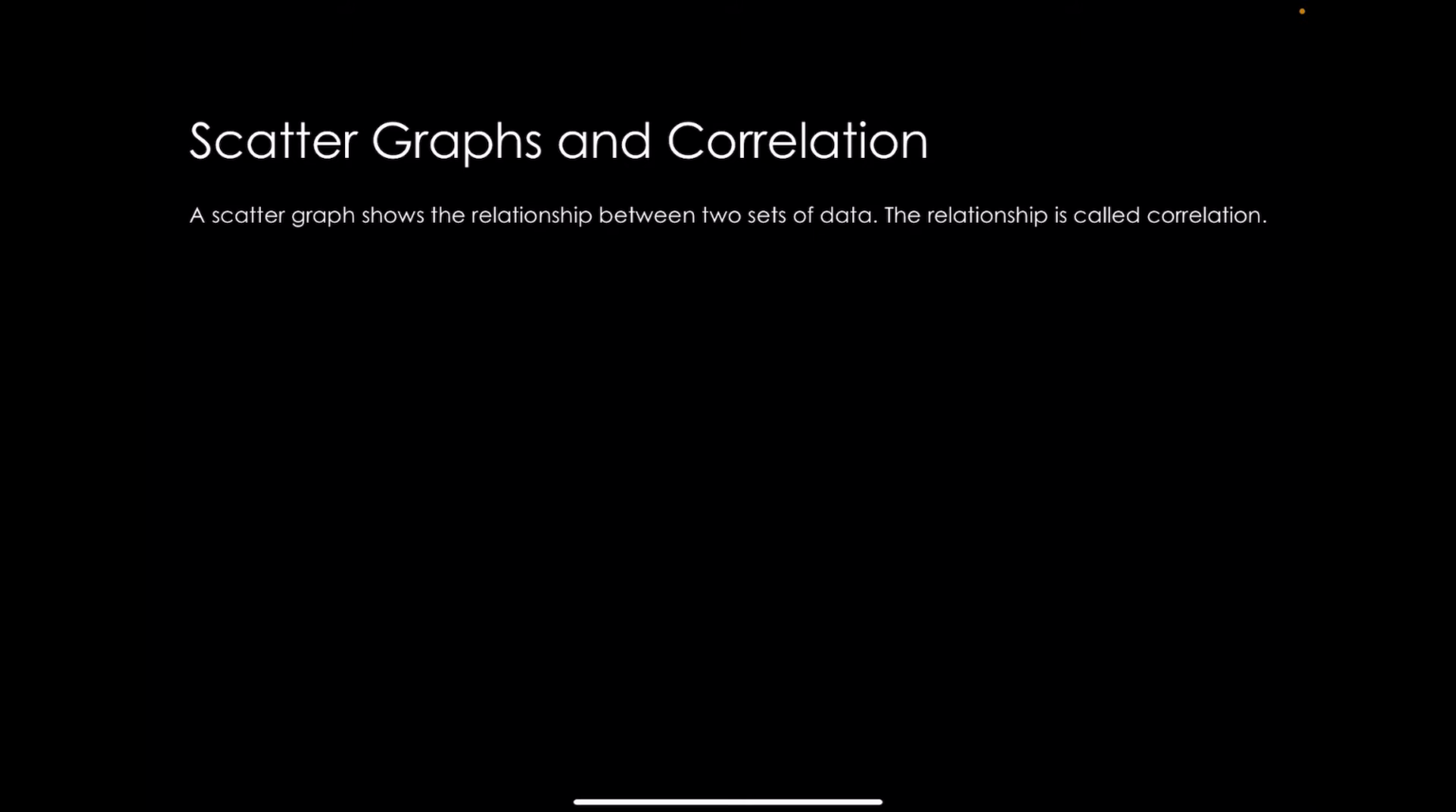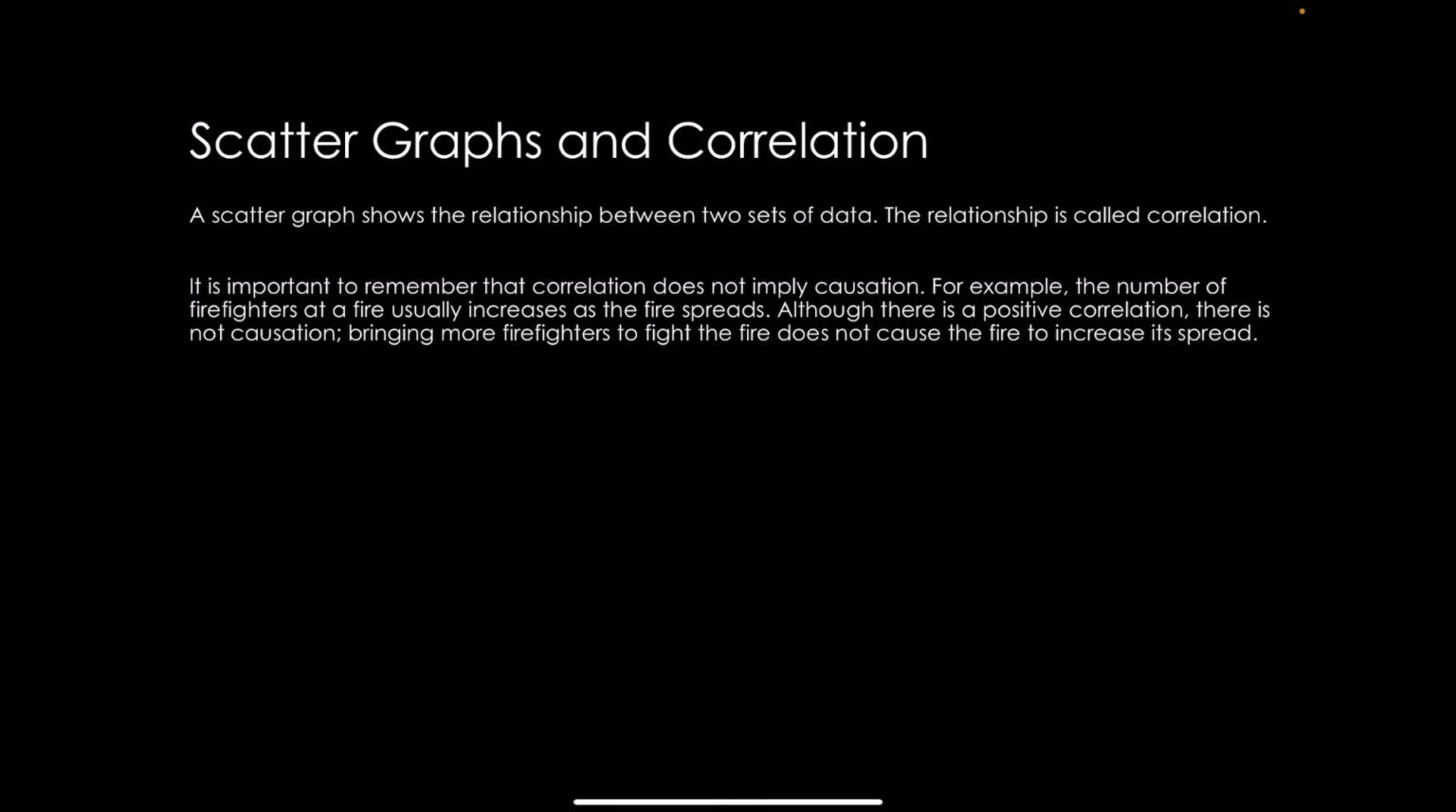So, a scatter graph shows the relationship between two sets of data. The relationship is called correlation. It is important to remember that correlation does not imply causation. So, for example, the number of firefighters at a fire usually increases as the fire spreads. Although there is a positive correlation, meaning as one increases, so does the other, there is not causation. Bringing more firefighters to fight the fire does not cause the fire to increase the spread.